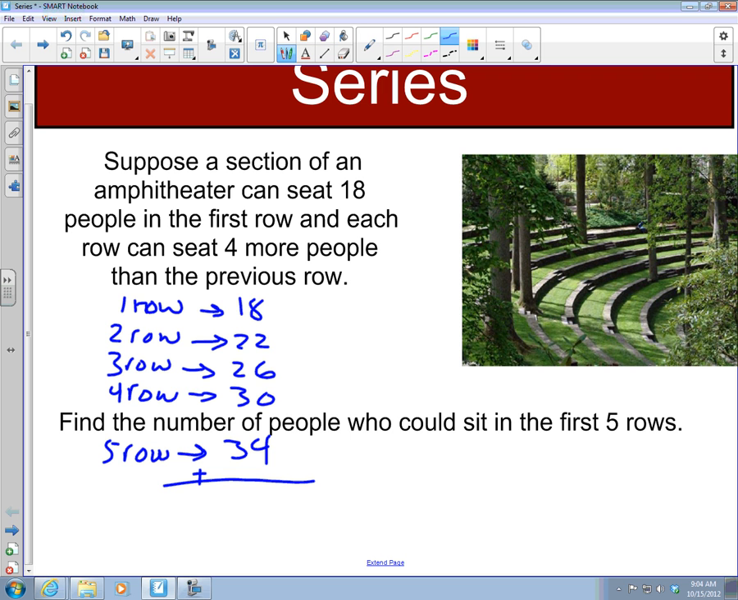Add them all up. That's what a series is. You're basically adding numbers in a sequence. And 18, 22, 26, 30, and 34 is a sequence because you're adding 4 more. It's an arithmetic sequence, actually. So what do we got? 130 people can sit in the first 5 rows.